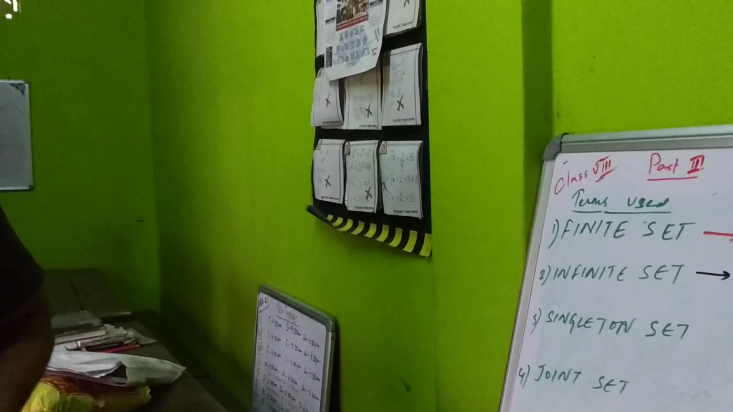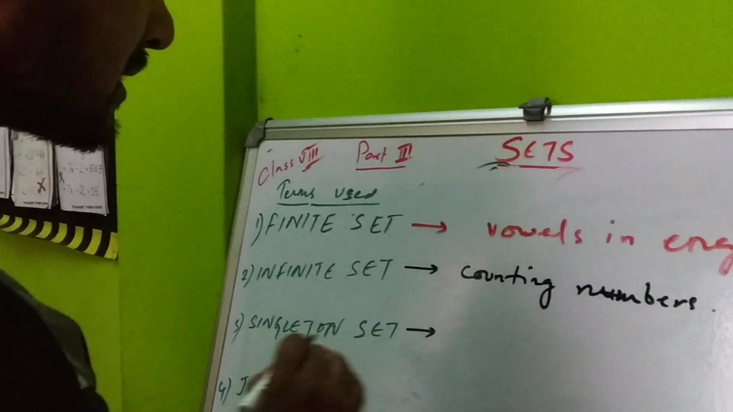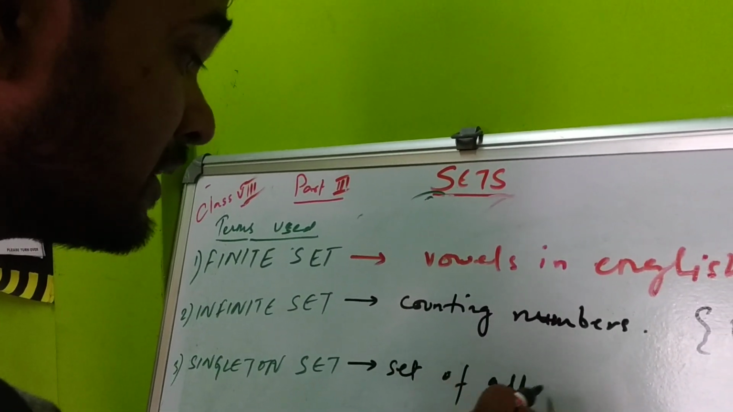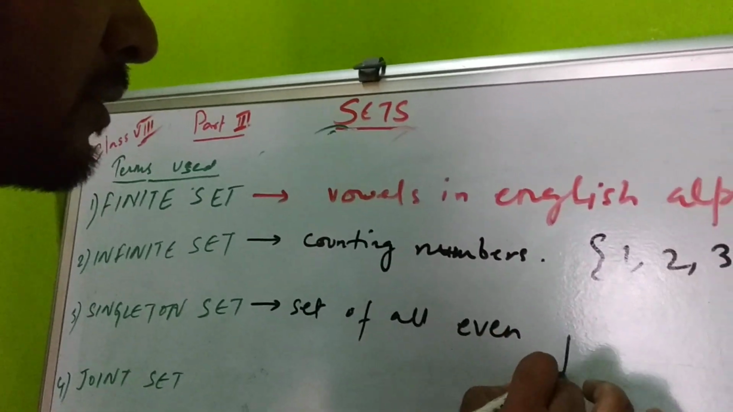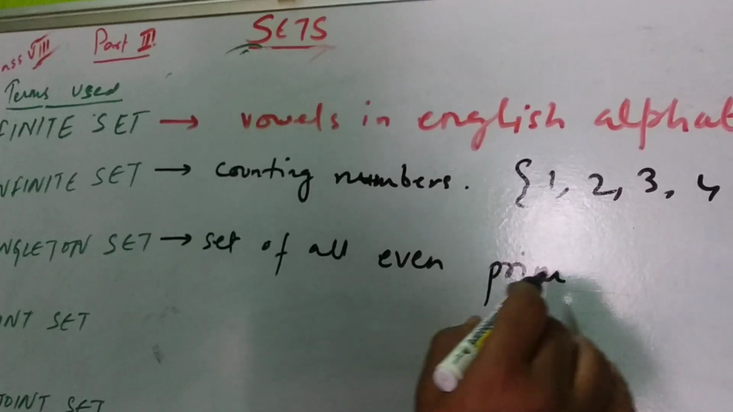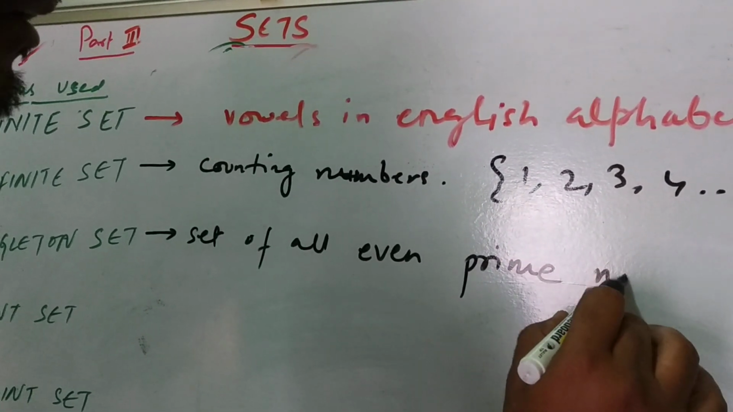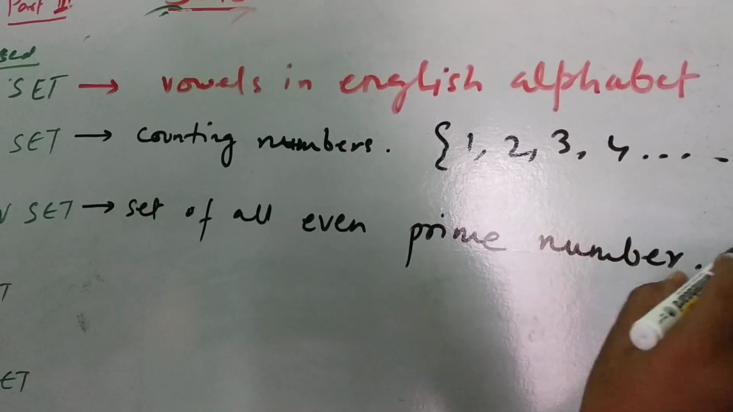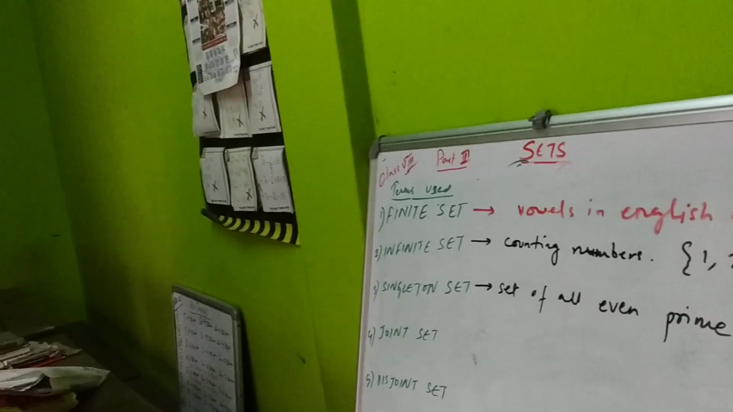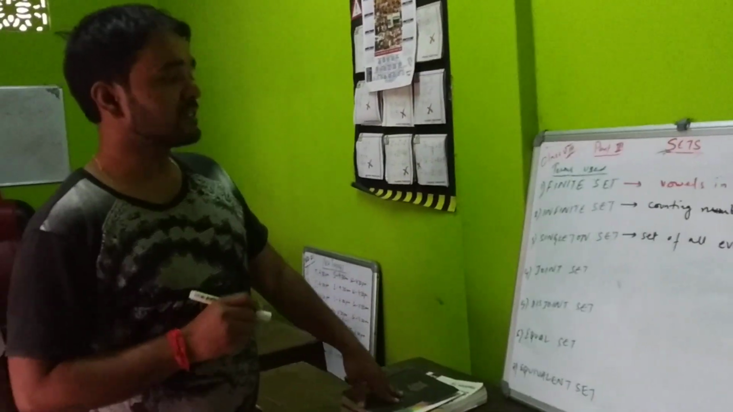Singleton set is a set which has only one element in it. For example, if I say set of all even prime numbers. Now if you know, there is only one even number which is prime. And what is that? 2. All other even numbers are composite. So in that case, this is a singleton set.